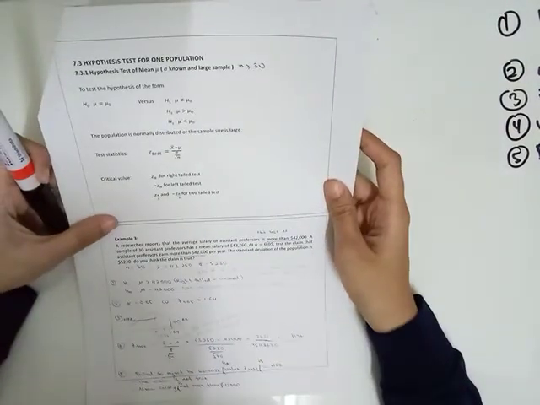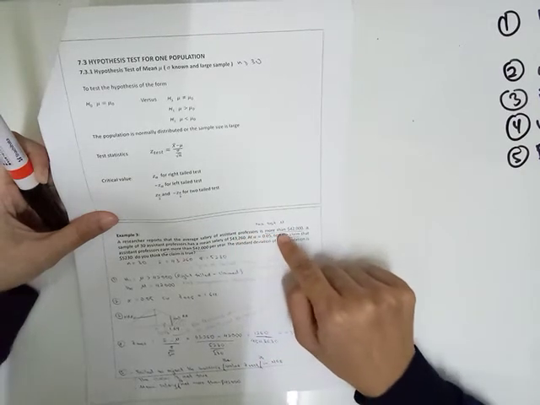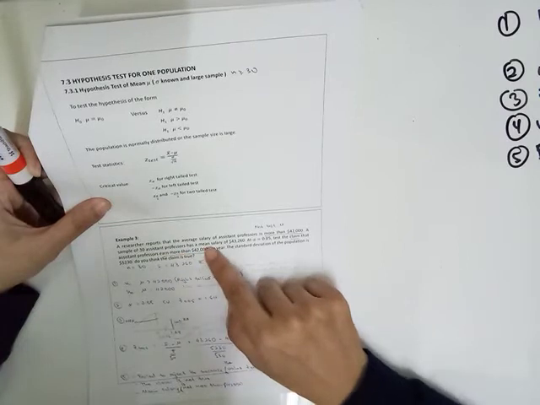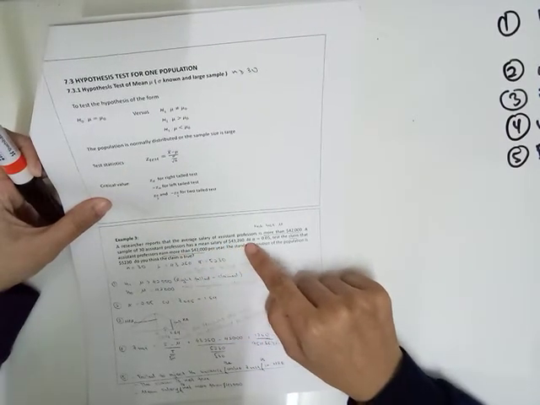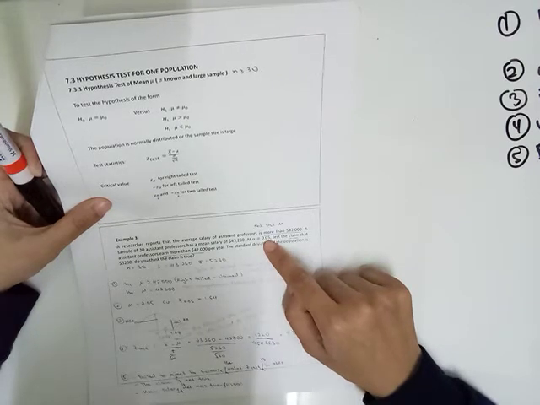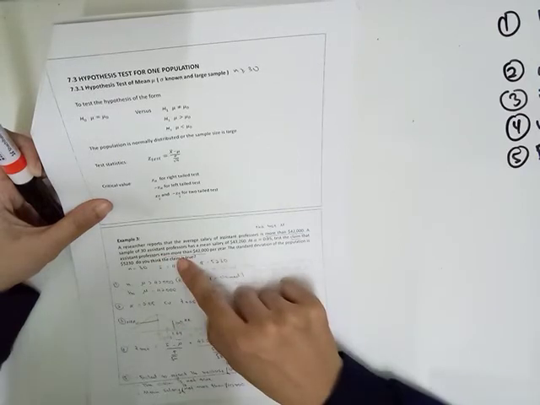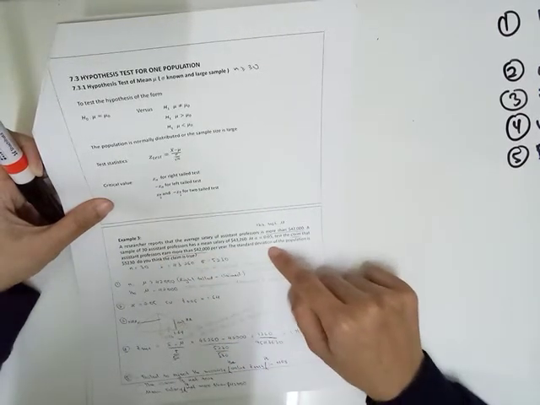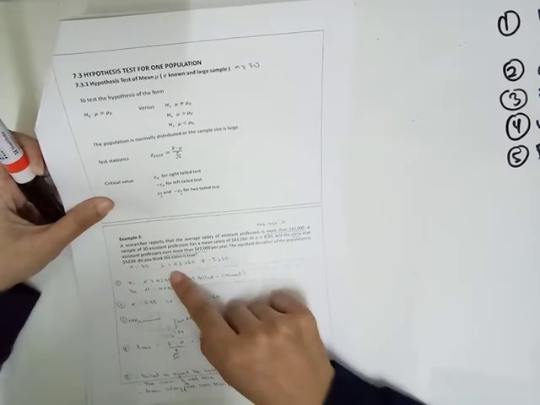A researcher reports that the average salary of assistant professors is more than 42,000. A sample of 30 assistant professors has a mean salary of 43,260 at alpha equal 0.05. Test the claim that assistant professors earn more than 42,000 per year. The standard deviation of the population is 5230. Then, do you think the claim is true?